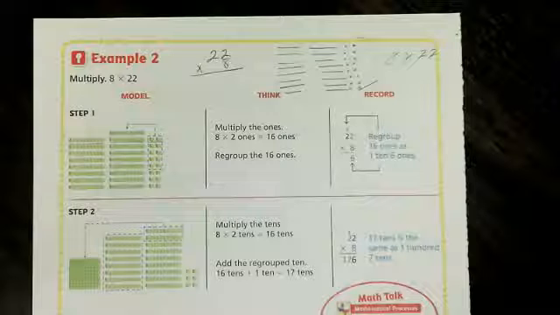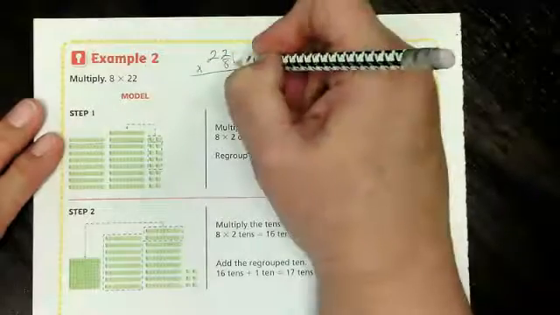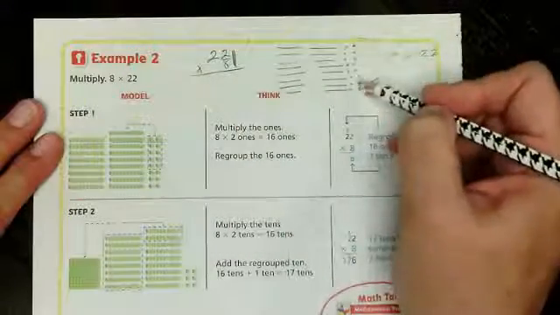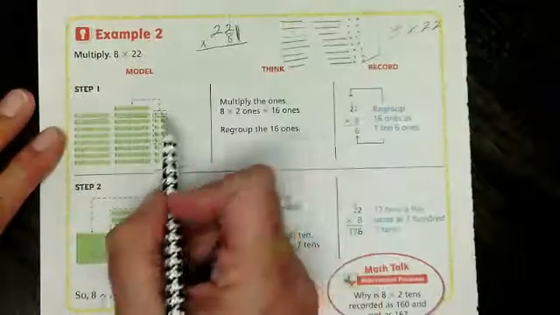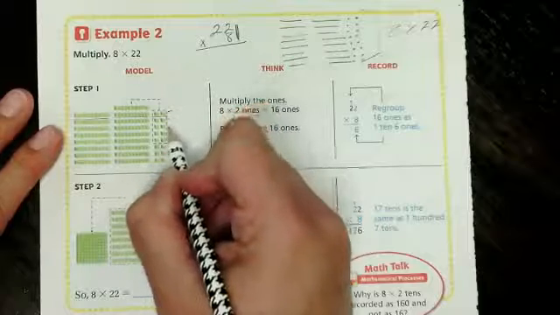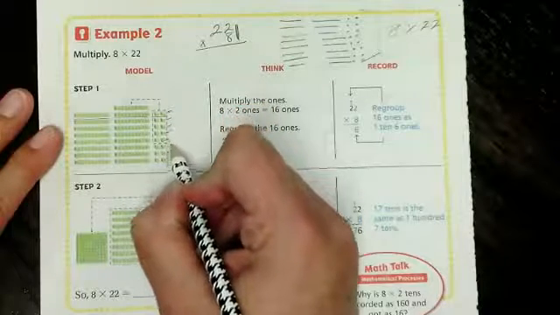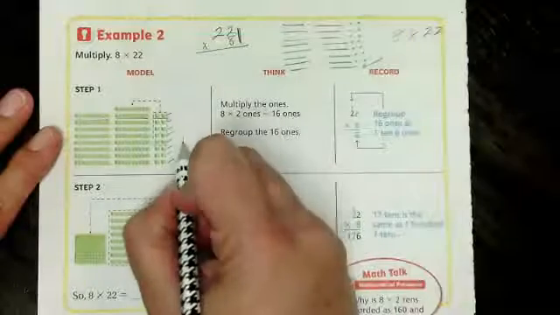All right, so now we need to think about this, and we actually need to start adding up what we have. So it says multiply the ones. Well, my ones column is here. These are my ones in my model. I'm going to go ahead and use their pretty model just because I can. So how many ones do I have? I have 2, 4, 6, 8, 10, 12, 14, 16. I have 16 ones.